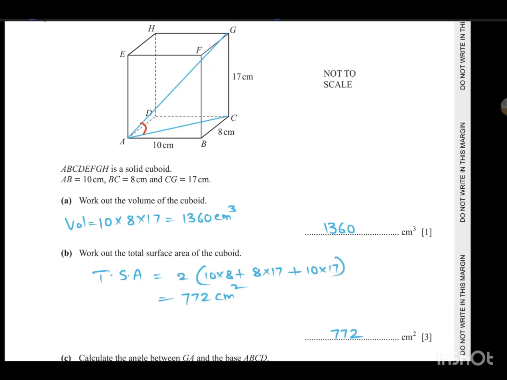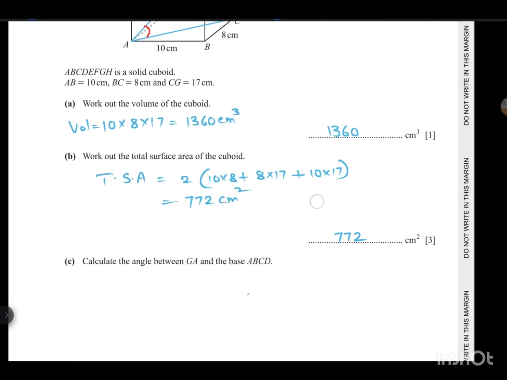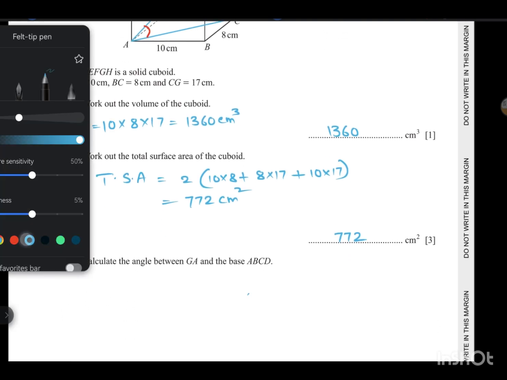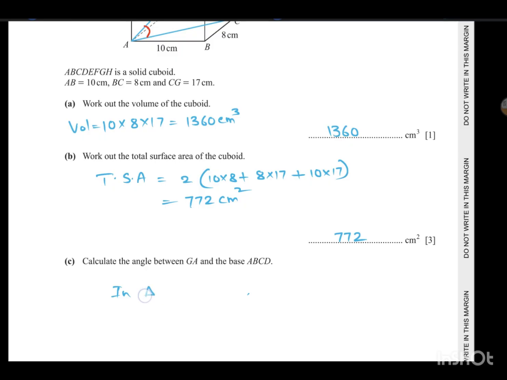To get this angle, we need to know the length of AC. To know AC, we need to take the triangle ABC. In triangle ABC, AC is equal to square root of 10 square plus 8 square, because AC is a hypotenuse and ABC is a right triangle. So square root of 100 plus 64, that is square root of 164 centimeters.